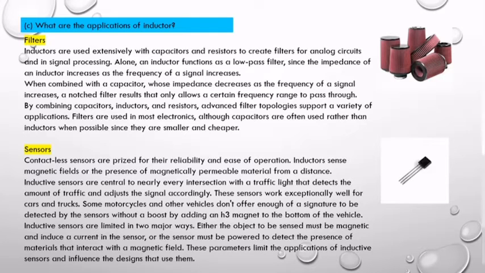The next example is sensors. Inductive sensors are prized for their reliability and ease of operation. Inductors sense a magnetic field or the presence of magnetically permeable material from a distance. Inductive sensors are central to nearly every intersection with a traffic light that detects the amount of traffic and adjusts the signal accordingly. So this proves to us that inductors play a really big role in sensors.